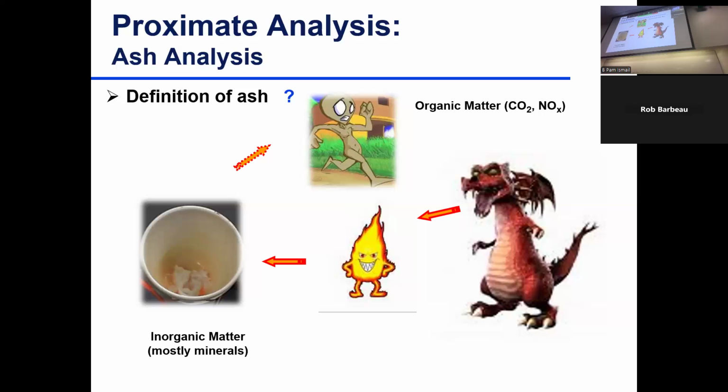So everything is gone, and then you have mostly minerals. You want to see white ash. When the ash is white, you know that you burnt off everything. If you have a little bit of gray or black color, that means you still have some carbon. But sometimes, no matter what, some samples remain gray.